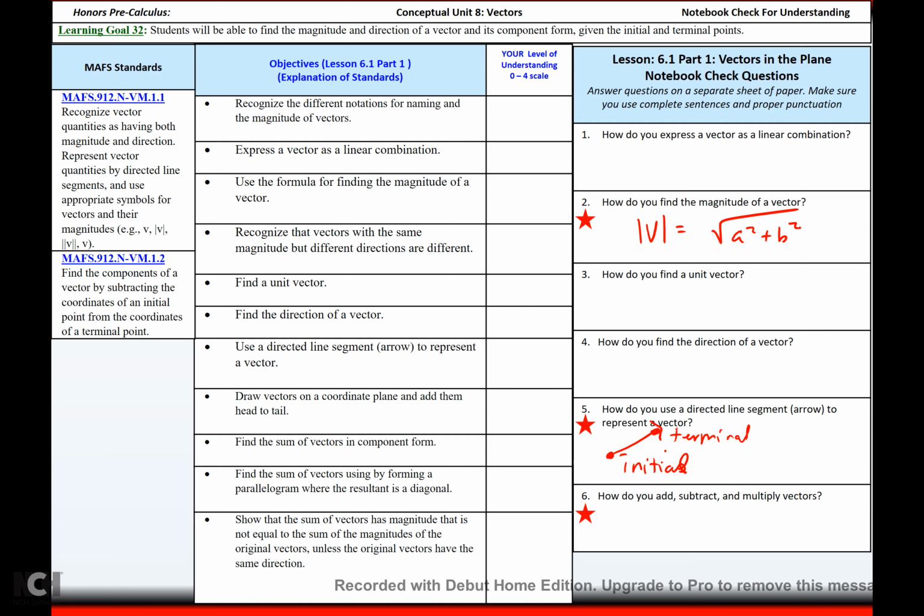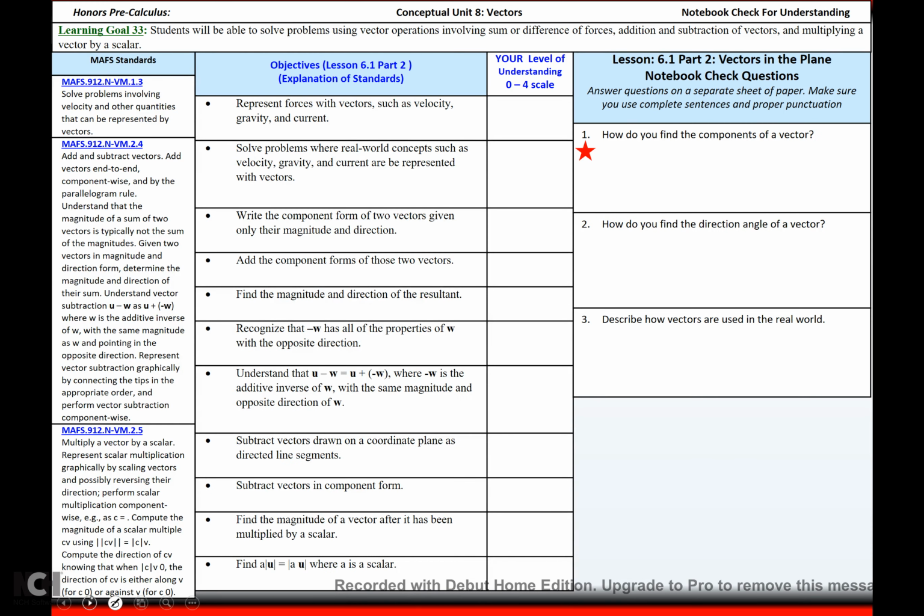How do you add, subtract, and multiply vectors? For add and subtract, you add and subtract coordinates. For scalar multiplication, you multiply the coordinates by the scalar. Oh, one more. How do you find the components of a vector? Head minus tail rule. So for vector v, you do x2 minus x1 and y2 minus y1.